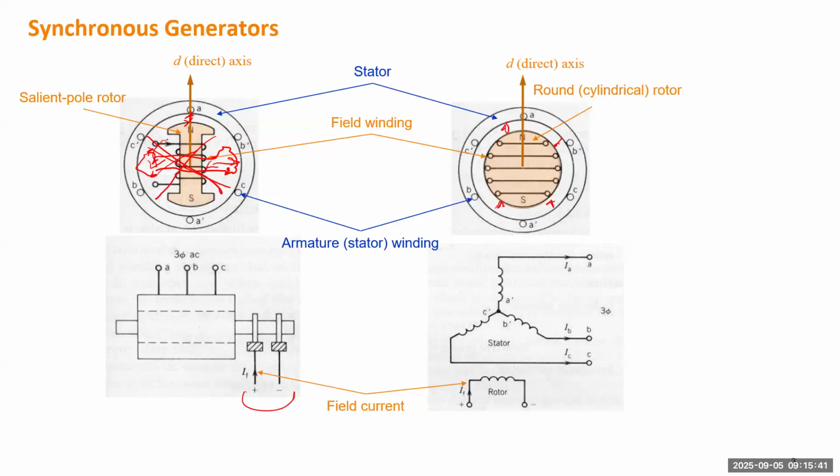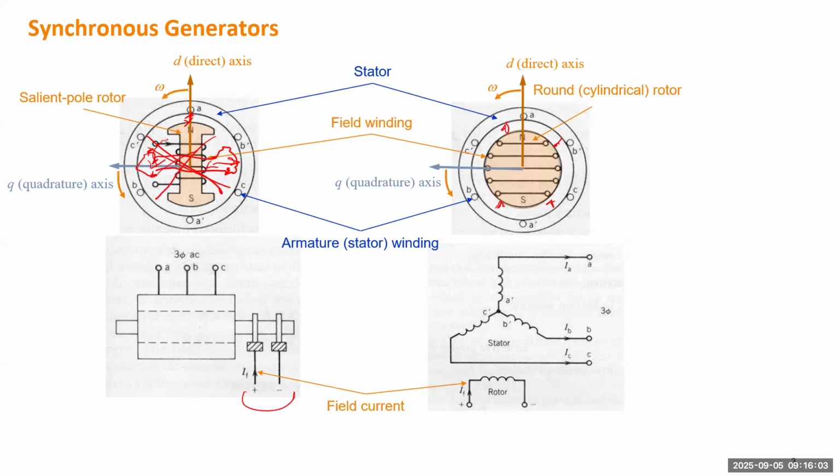The next thing we want to define is one axis, which is basically just the direction of N. We call that the direct axis or D axis. And we also define another axis, which is leading D by 90 degrees, in the orthogonal direction. We call it the quadrature axis or Q axis.